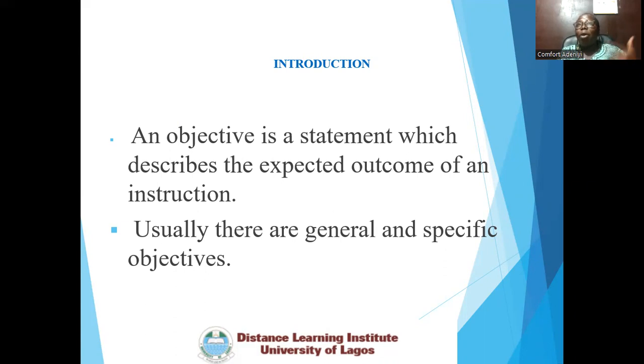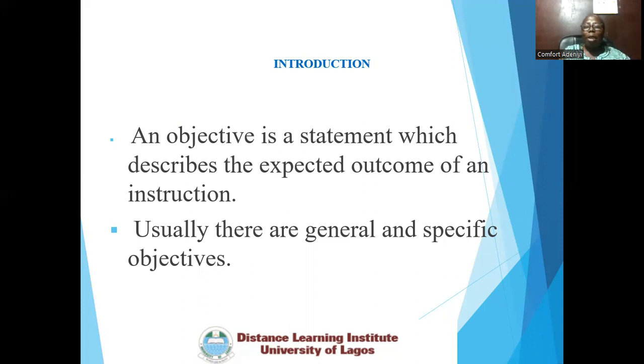For instance, the goal of NCE, that is National Certificate in Education, is to produce teachers who will be able to teach at a primary school level. While the goal of teacher education in the university, of course, is to produce teachers that will teach at secondary school level. So these are broad objectives. They are more broad and they take longer time to be achieved.